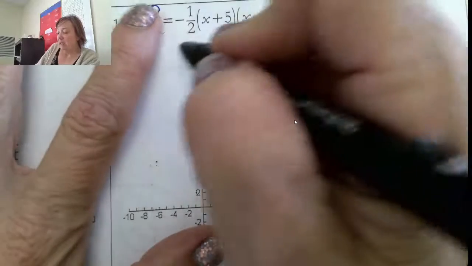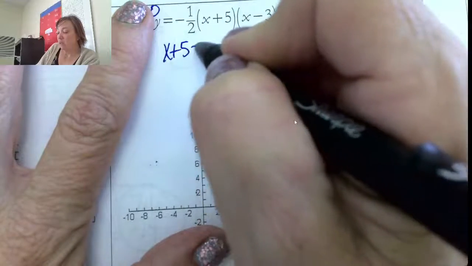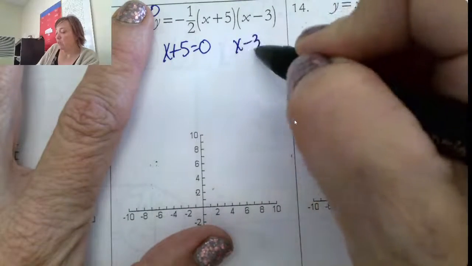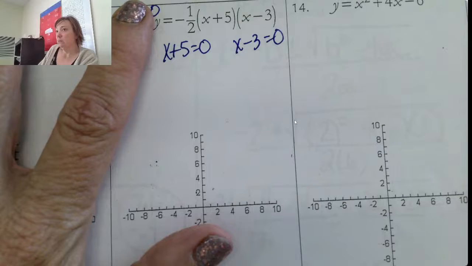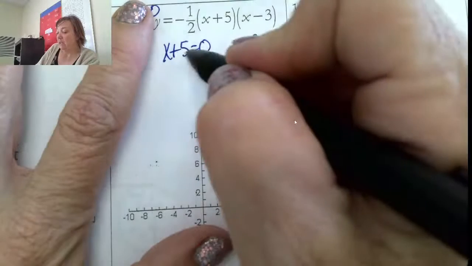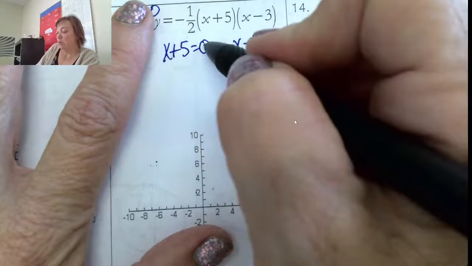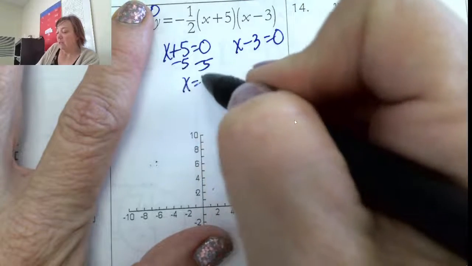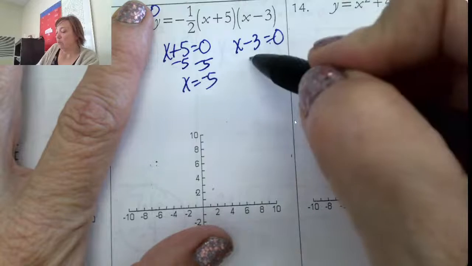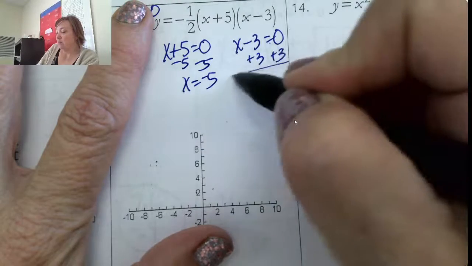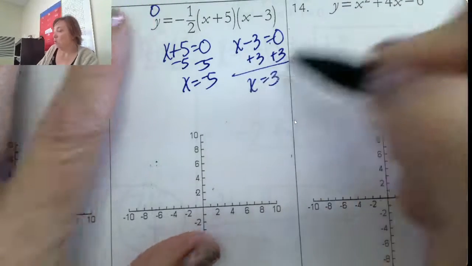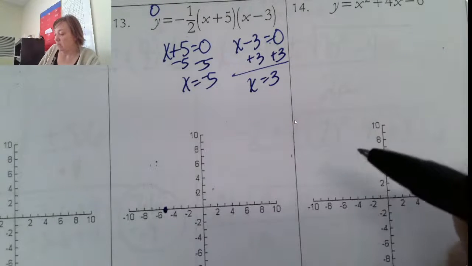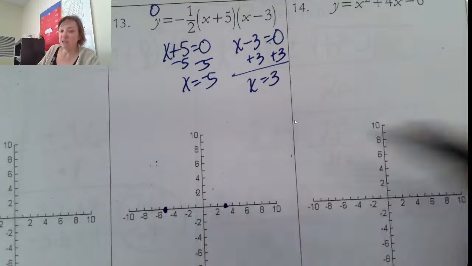So that means that x plus 5 would have to be 0 for this to come out to be a 0. Or x minus 3 would have to be 0 for this to come out to be a 0. If x plus 5 were 0, what would x have to be to make that a true statement? And if x minus 3 were 0, what would x have to be? 3. So those are our two x-intercepts: negative 5 as one x-intercept, and 3 as the other.